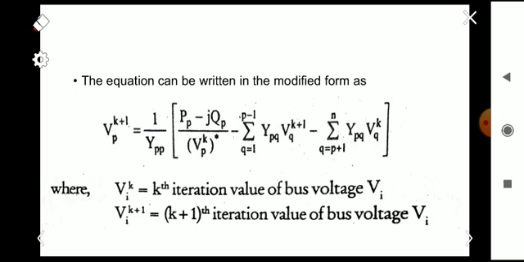Here one thing you have to notice: to compute the k plus 1 iteration of a bus P voltage, the k plus 1 iteration values of voltage are used for all buses less than P, and the kth iteration values of voltage are used for all buses greater than or equal to P.